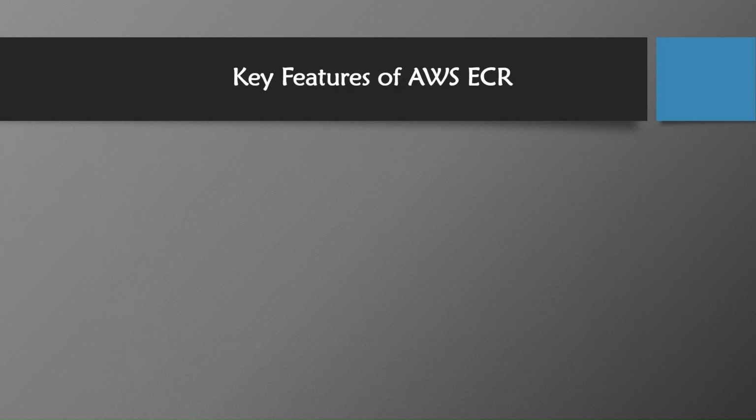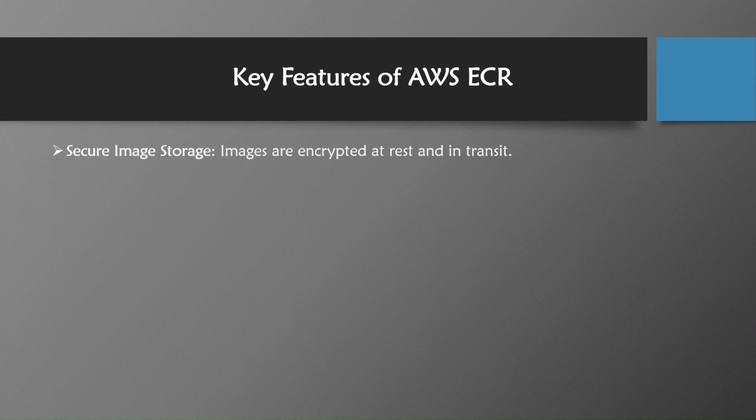So the next topic we have is the key features of ECR. Let's understand what features we have. The first thing we have is a secure image store. ECR ensures that container images are encrypted both at rest and in transit, enhancing the security of sensitive data in containerized applications, and it is a secure way.